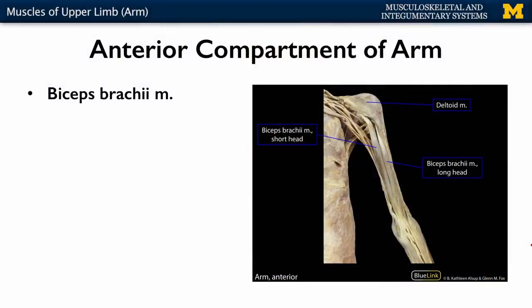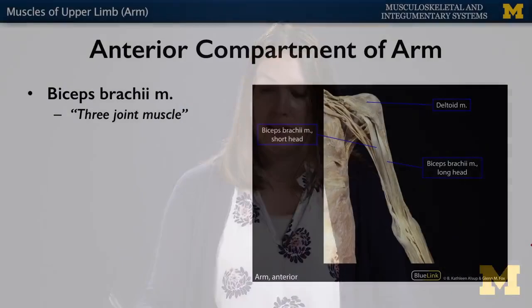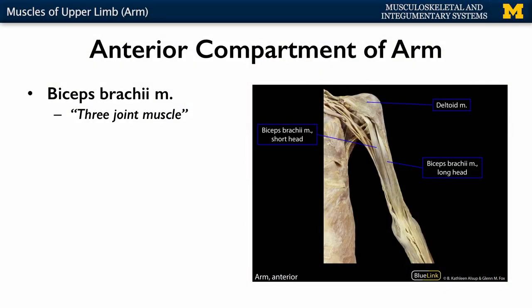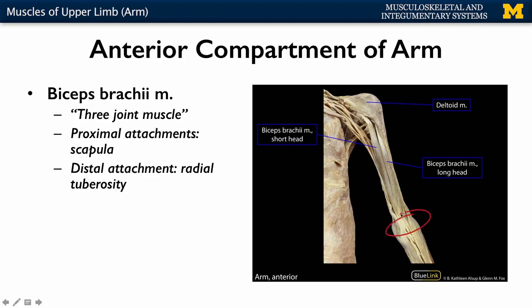So let's start with the biceps brachii, which is going to be the most superficial muscle of the anterior compartment. And this is considered a three-joint muscle. It's crossing the shoulder joint, the elbow joint, and the proximal radio-ulnar joint. So it can play a role in all three, but really the main joint that it's going to play a role in is this elbow joint. So, flexion of the elbow.